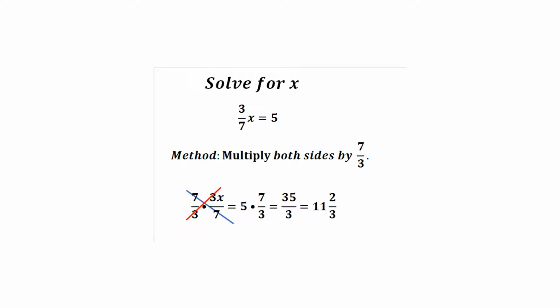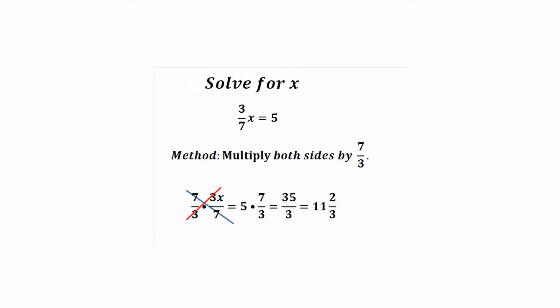In this equation, we have 3/7 times x is 5. We will multiply both sides by the flip-flop of 3/7, which would be 7/3. Now, 7 over 3 times 3x over 7. The 7's cancel and the 3's cancel. That leaves a 1. 1x is x. 5 times 7 over 3. You can think of the 5 as 5 over 1. You multiply the tops and you multiply the bottoms. So 5 times 7 is 35. And the denominator is 3.